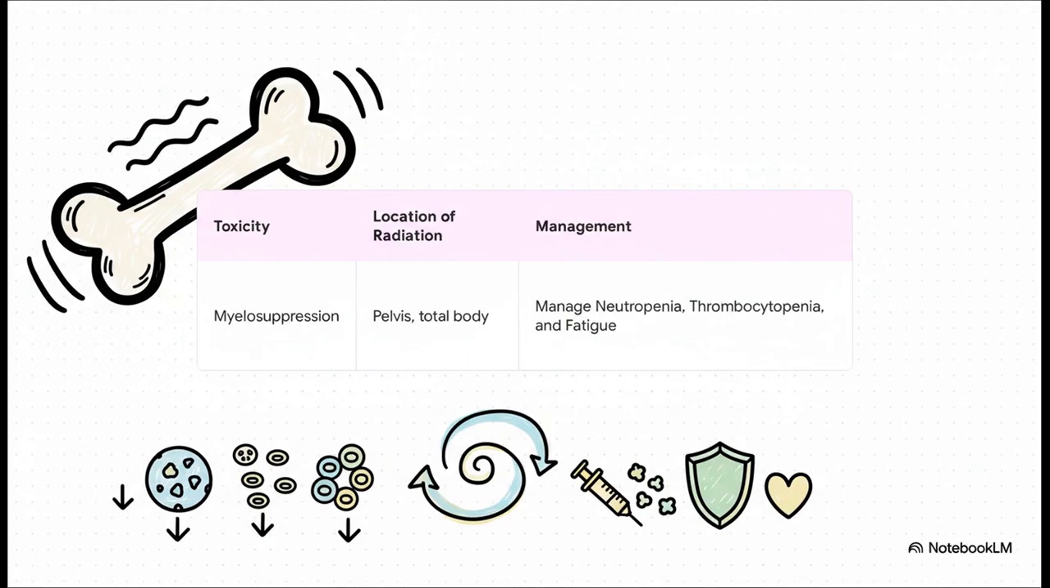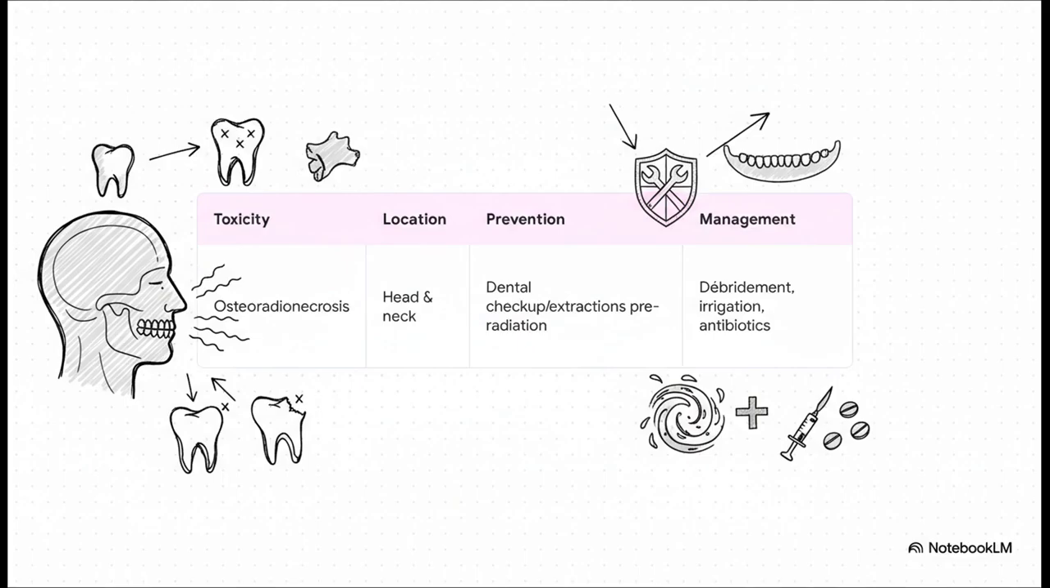When you irradiate a large volume of bone marrow, like what you find in the pelvis, you're going to see drops in white cells, red cells, and platelets. The management principles here, things like growth factors and supportive care, are actually very similar to what we use for chemotherapy. Now, for this one, osteoradionecrosis, prevention isn't just important, it is everything.